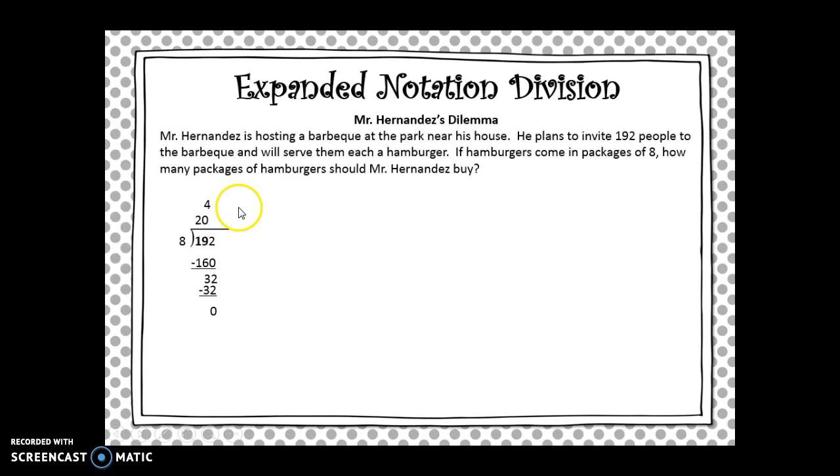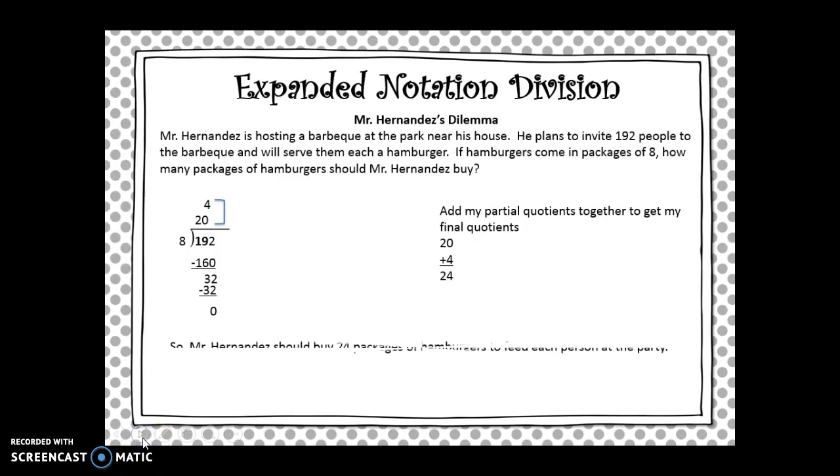My next step is to take my 2 partial quotients and add them together to get my final quotient. So you'll see that I have brackets around 20 and 4 to show that I'm adding those 2 numbers together. 20 plus 4 gives me 24. So that means Mr. Hernandez should buy 24 packages of hamburgers to feed each person at the party.